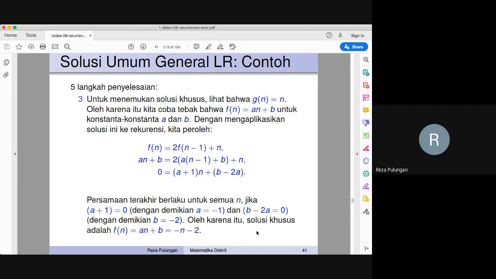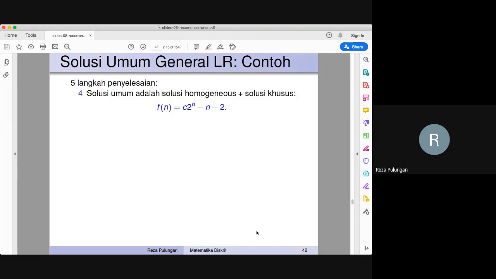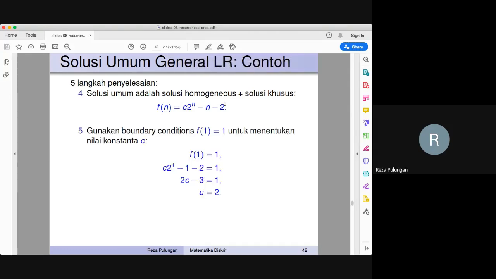Okay, so let's continue. The first step, just add them together. The general solution is the homogeneous solution plus the special solution. So fn is equal to c multiplied by 2 to the power of n minus n minus 2. So that's it. The only thing left for us to do is to use the boundary condition. The boundary condition is f1 is equal to 1. So how do we do that? Just substitute f1 equal to 1.